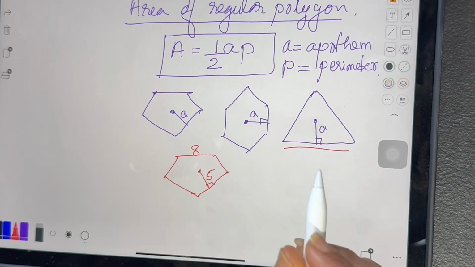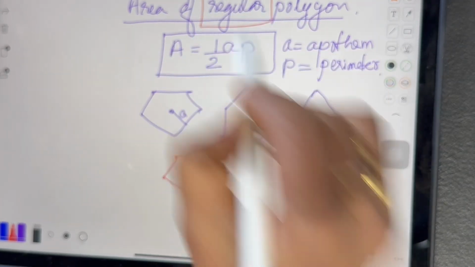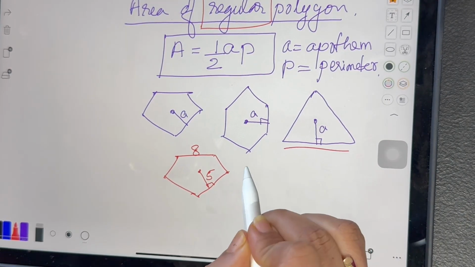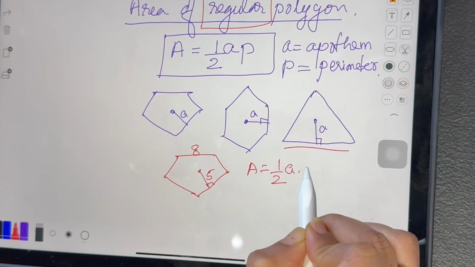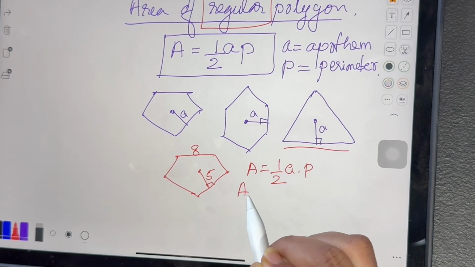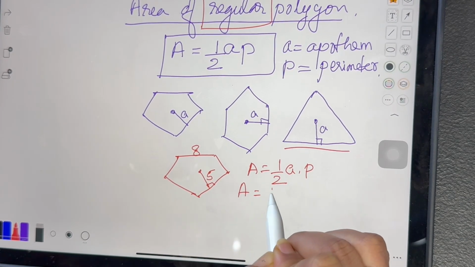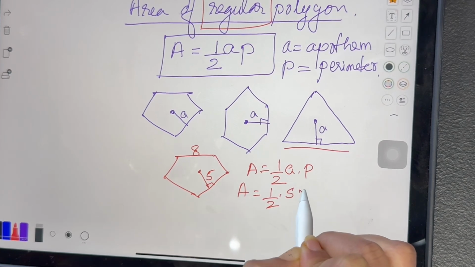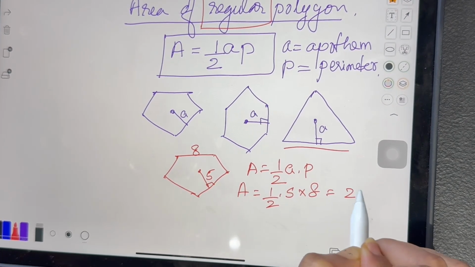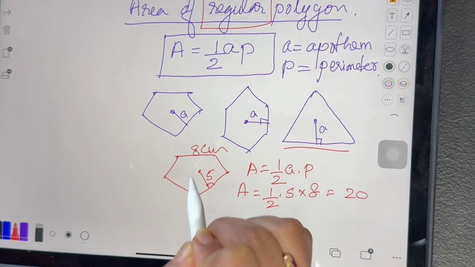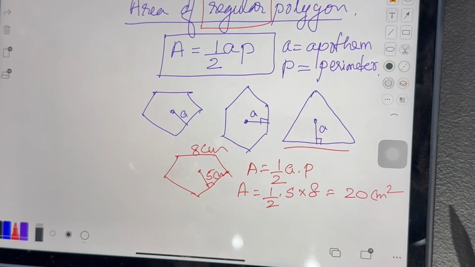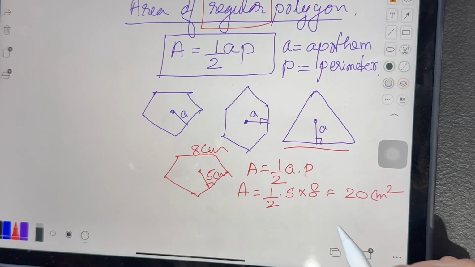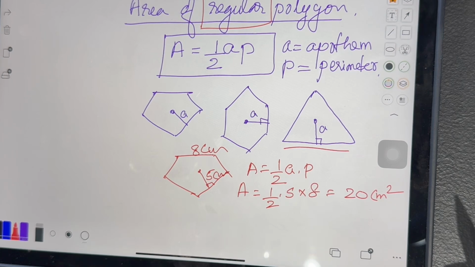And it's a regular polygon. Again and again, remember, we are talking about regular polygons. So the formula is area equals half times apothem times perimeter. So area is equal to half times 5 times 8, which is 20. If it is centimeters, the area is in centimeters squared. The unit is a must. So the area of this pentagon is just half times apothem times 8.